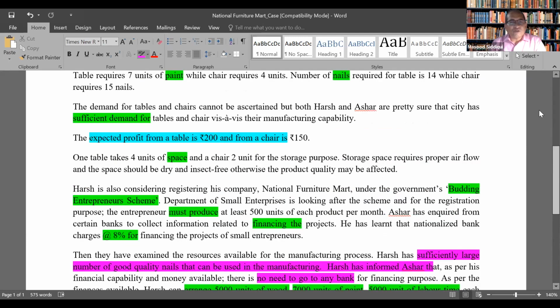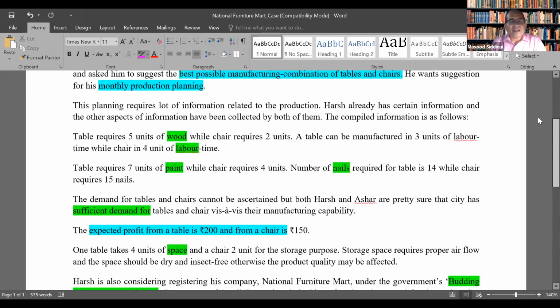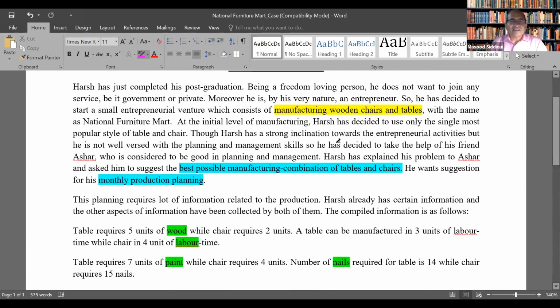as we follow the paragraph, the first paragraph tells us that there are two competing activities. Number one, the production of tables, and number two, the production of chairs. So here the main consideration is toward the manufacturing combination. The decision maker wants to produce both chairs as well as tables. But the question arises, how many? And the planning horizon is per month.